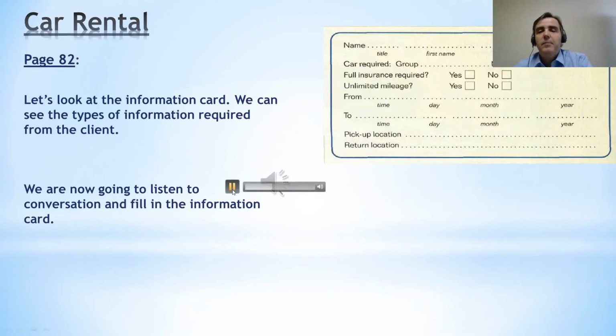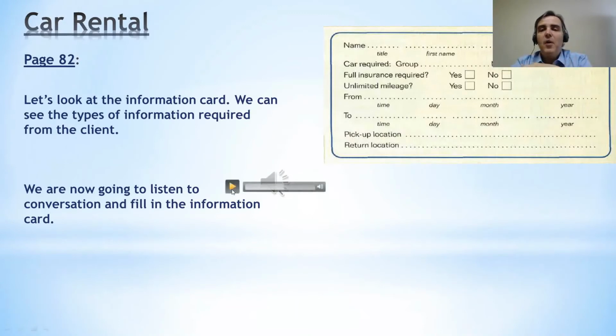That's Robinson. And what kind of car would you like? Well, just a small one. It's just for me. Group A. We've got a Nissan Micra or an Opel Corsa. Any preference? Oh, a Nissan.